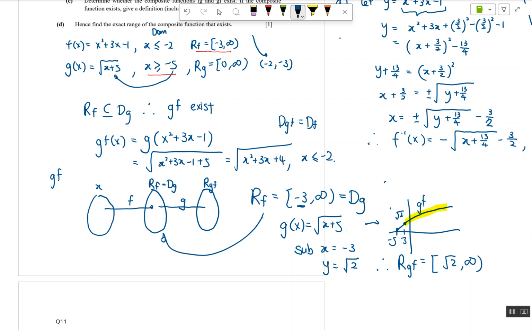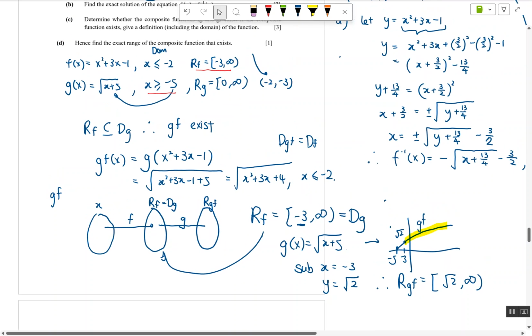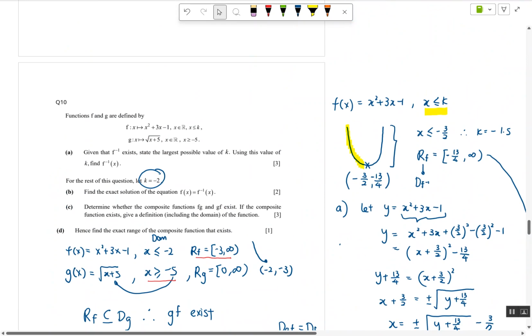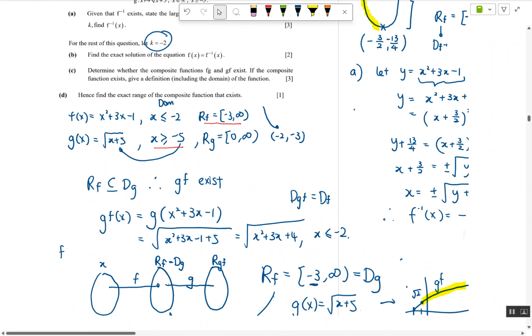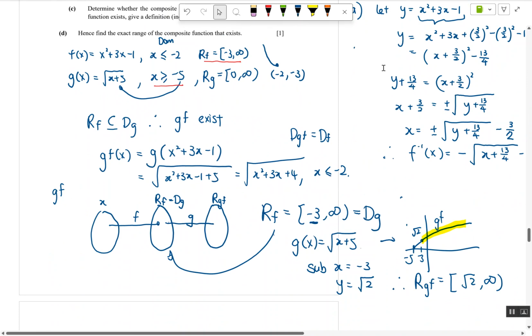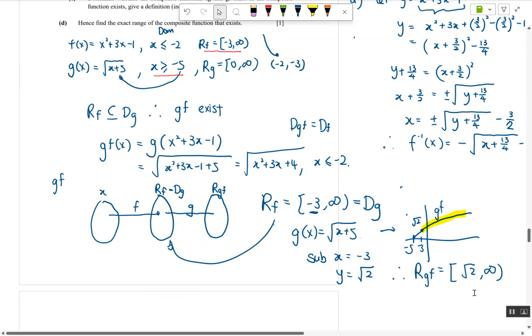I'm taking from negative 2, it will go all the way up. Wait, what's the range of f at negative 3? Isn't the minimum y value at negative 1.5? Range is the y value. It's not. In this question, take k to be negative 2. But besides, to find the range of a composite, isn't it better to just use the domain of the composite and then plot the graph? I think it will still work, but sometimes you don't have the equation. Sometimes they can just show you the graph only. You know what I mean?